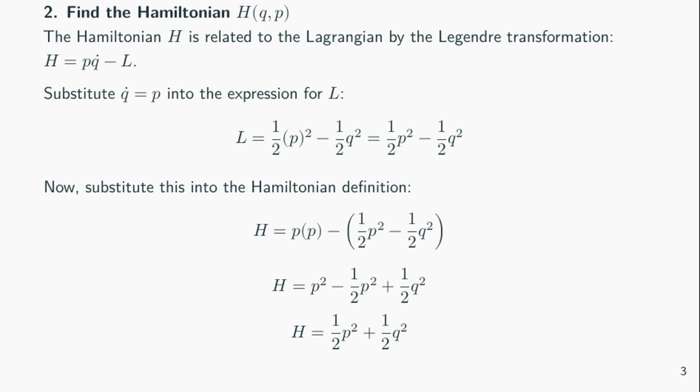Now that we have the momentum P, our next step is to find the Hamiltonian H. Remember, the Hamiltonian is a function of q and P, not q and q dot. The Hamiltonian H is related to the Lagrangian L by what we call the Legendre transformation. The formula is H equals P times q dot minus L. From our previous step, we know that q dot is equal to P. Let's substitute that into the expression for L. L becomes 1/2 times P squared minus 1/2 q squared.